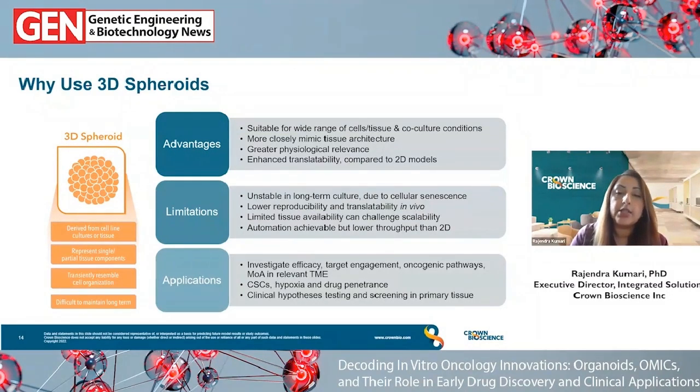Now, the applications. Again, they can provide insights into the target engagement, the oncogenic pathways, the mechanism of action, and efficacy in a relevant tumor microenvironment, and that's the key difference here. They also can be used to model cancer stem cells, hypoxia, and drug penetration studies because of that 3D structure, and also look at resistance mechanisms. So a lot of clinical hypothesis testing can be done, especially when you're using tissue from patients.